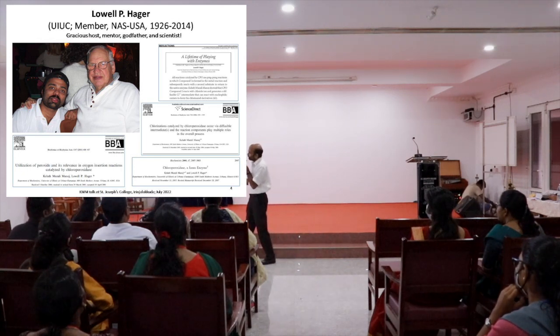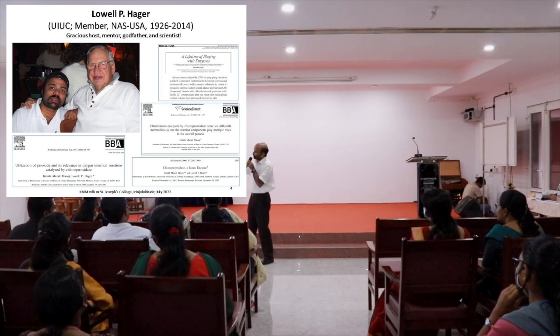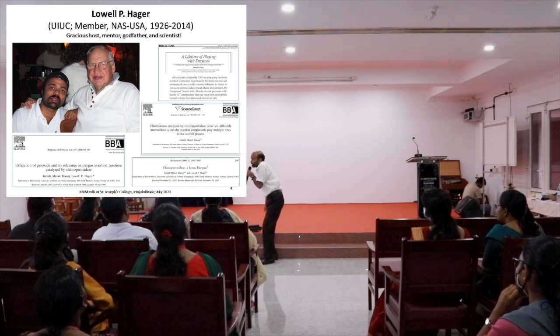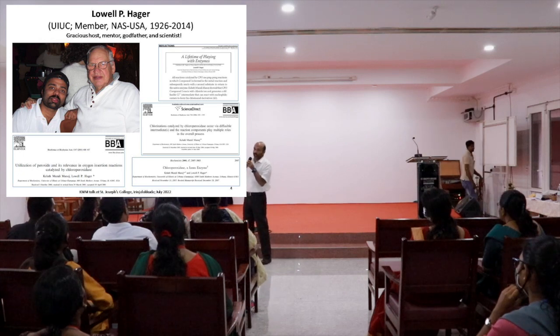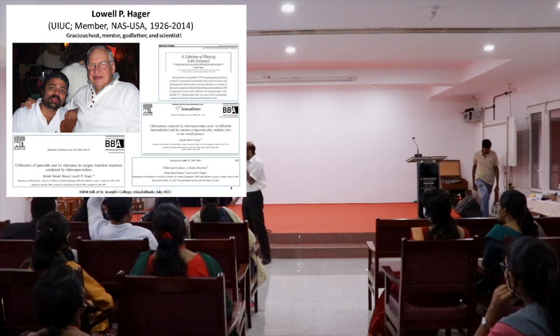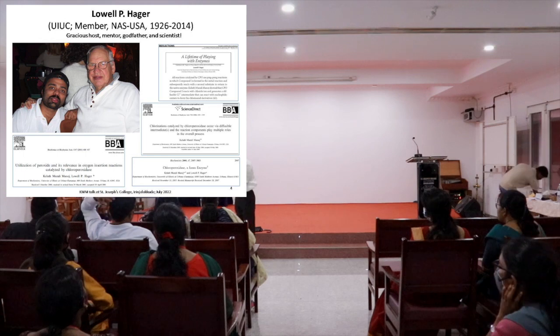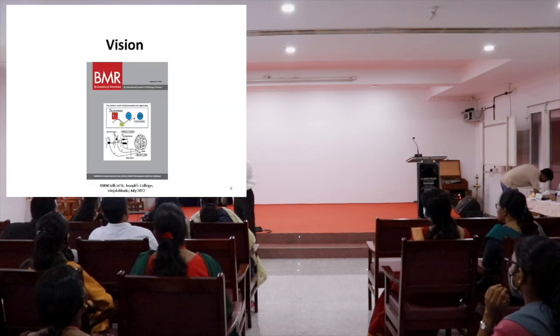So this work is the starting of the Murburn concept. Chlorinations by chloroperoxidase occur via diffusible intermediates. That's my fundamental theory. So with that, with tribute to my great mentor, I move on.